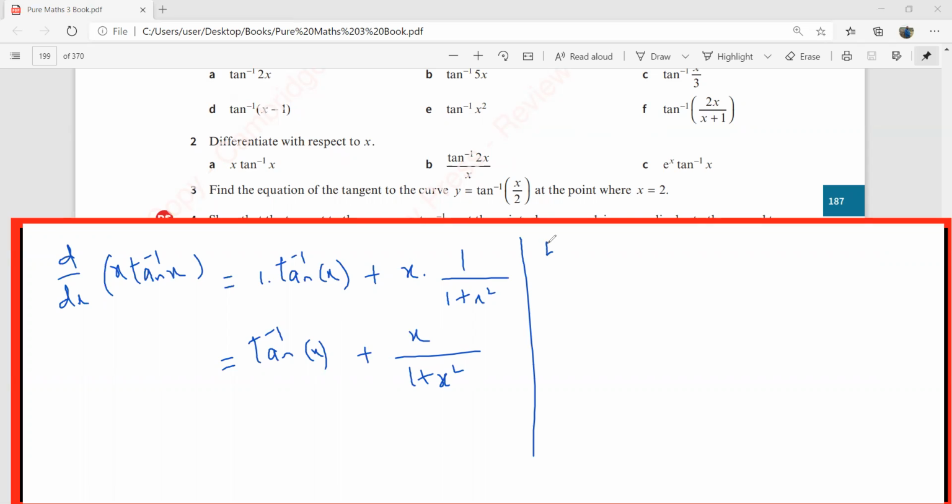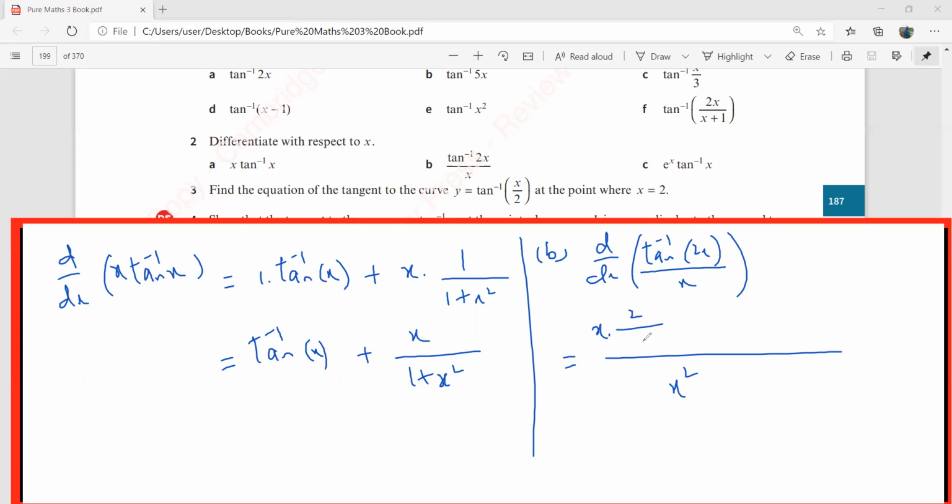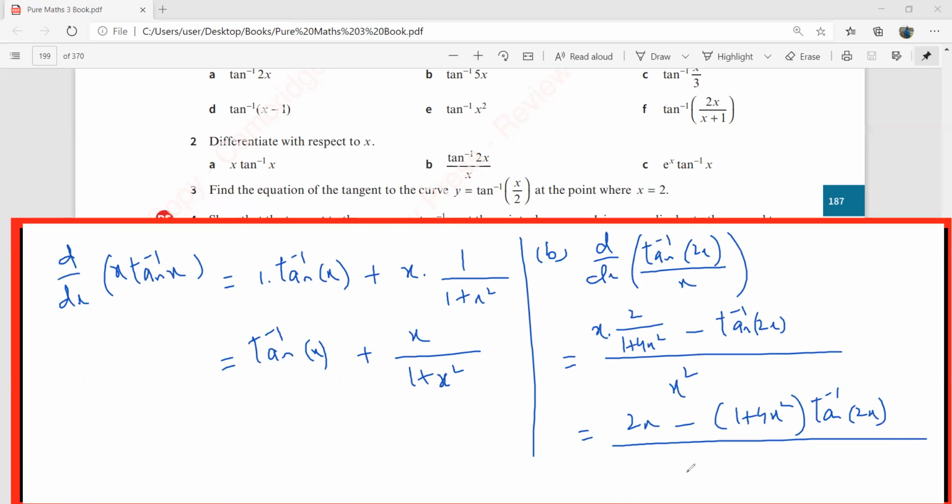So its derivative is going to be tan inverse of x plus x over 1 plus x square. Okay? Look at the b part. You have to differentiate tan inverse of 2x over x. So you will be applying the u by v rule. This is going to be x squared, and x as it is. The derivative of tan inverse of 2x is going to be 2 over 1 plus 4x squared, minus the derivative of x, which is 1, and this comes as it is. So you can write it as 2x minus 1 plus 4x squared into tan inverse of 2x, whole over x square into 1 plus 4x square.